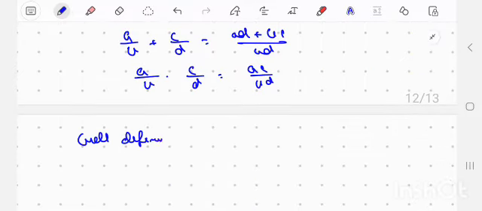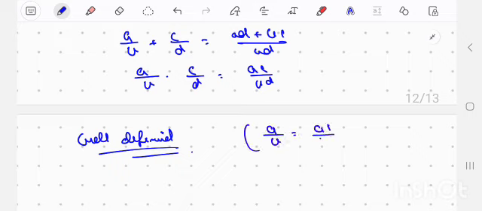Just choose two representatives of these elements. What I'm trying to say is: choose A by B equals A prime by B prime, and C by D equals C prime by D prime. Then prove that if A by B plus C by D equals (AD plus BC) by BD, then A prime by B prime plus C prime by D prime should also be the same. Just verify it. Okay, fine.